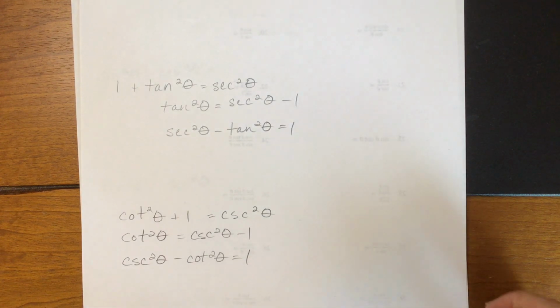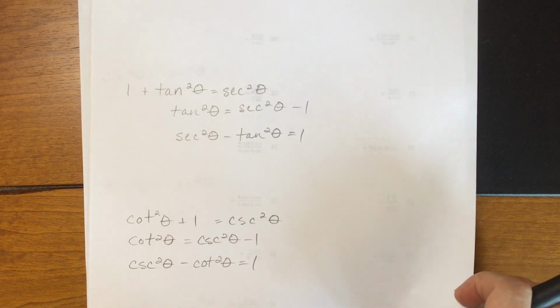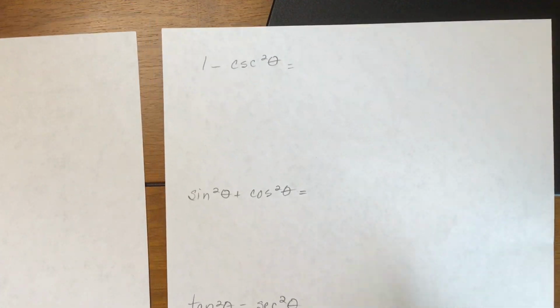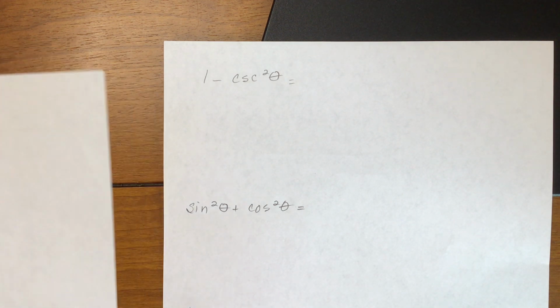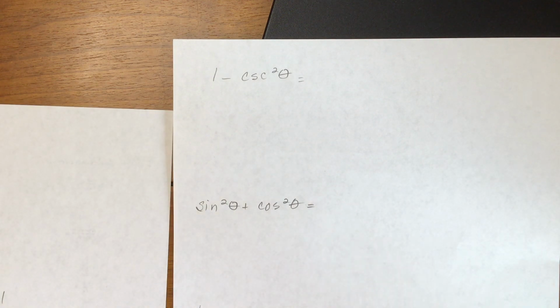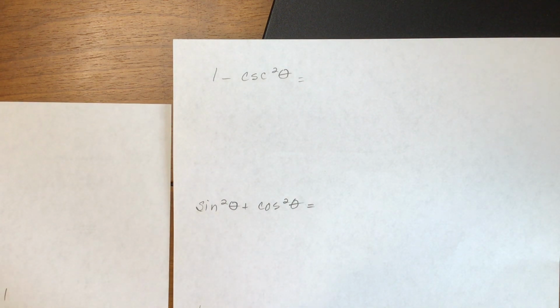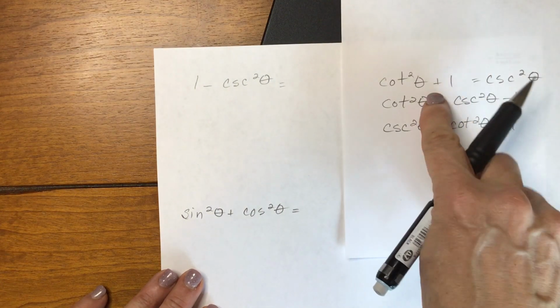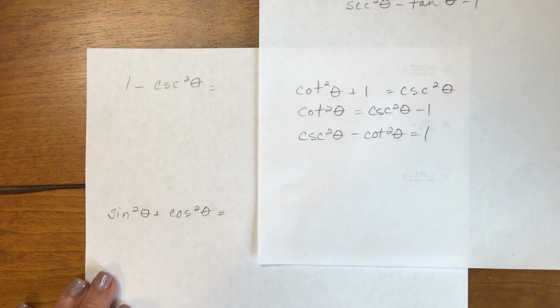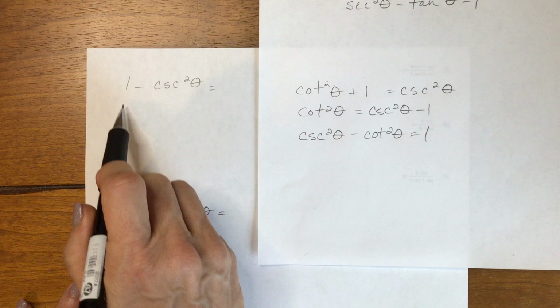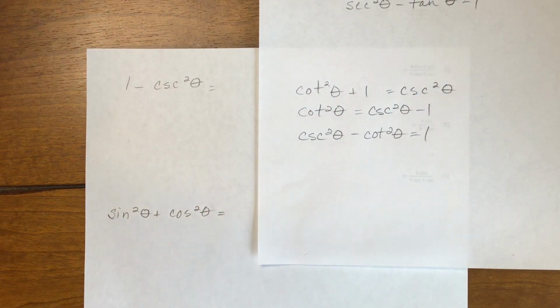Now we're going to look at a few problems on the next piece of paper at how we're going to use these Pythagorean identities, so have them nearby, to simplify these expressions. So 1 minus cosecant squared. What you want to do is find a Pythagorean identity that has cosecant in it. So we can see right here that we have cotangent squared plus 1 equals cosecant squared.